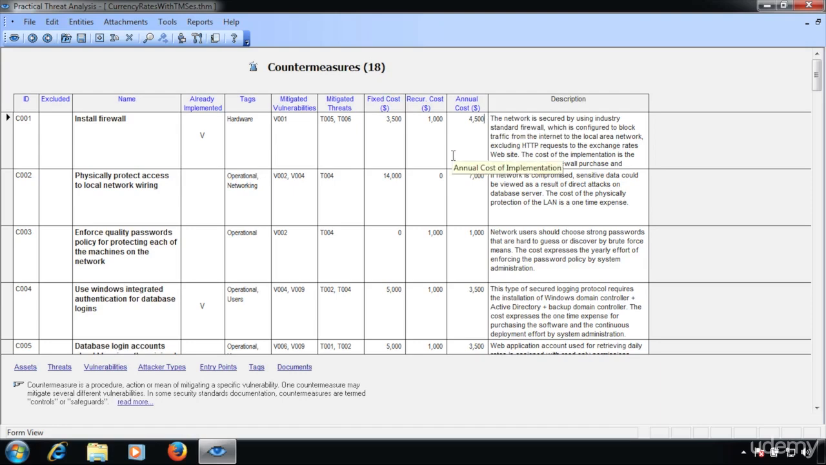Now, it actually depends on how specific you want to be in these columns and this cost. Countermeasure 2: physically protect access to local network wiring to the data center room, to switches and router closets. So this is some kind of prepared room to have all of your network devices, hardware, protection devices, and servers all in one room. Now, the cost of implementing this room is going to be about $14,000. Annual cost will be $7,000.